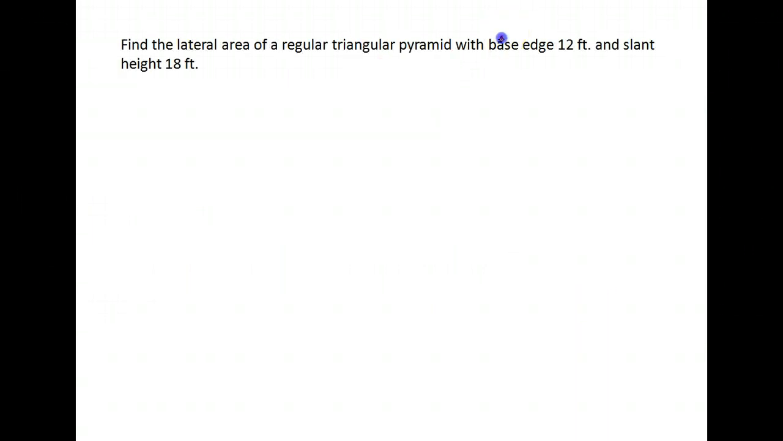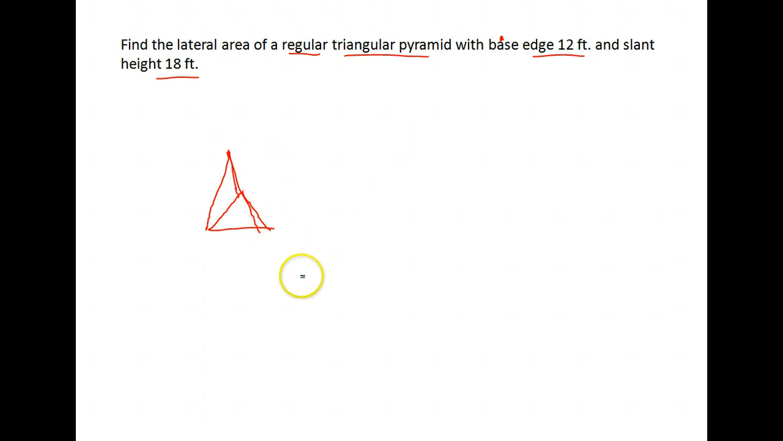So it says find the lateral area of a regular triangular pyramid with a base edge 12 feet and a slant height of 18. So what does that mean? Regular triangle means a triangle with all sides the same length, or an equilateral triangle. And pyramid means it comes to a point at the top. So this is a really terrible drawing, but that's what we're talking about.